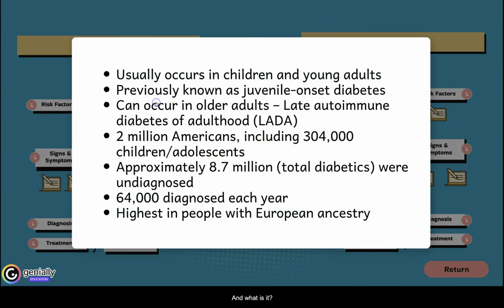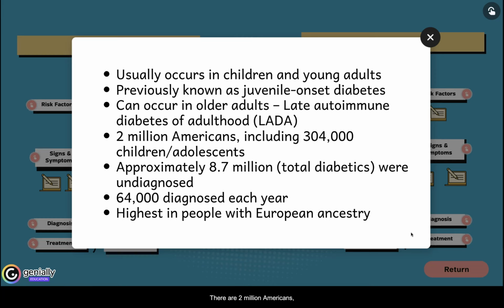And it usually occurs in children and young adults. Remember, the risk factor is less than 30 years of age, previously known as juvenile onset. It can occur in older adults as well. We call this late autoimmune diabetes of adulthood, LADA, right? So you might have an adult who finds out in their 30s or 40s that they have type 1 diabetes. It's very, very possible, right?